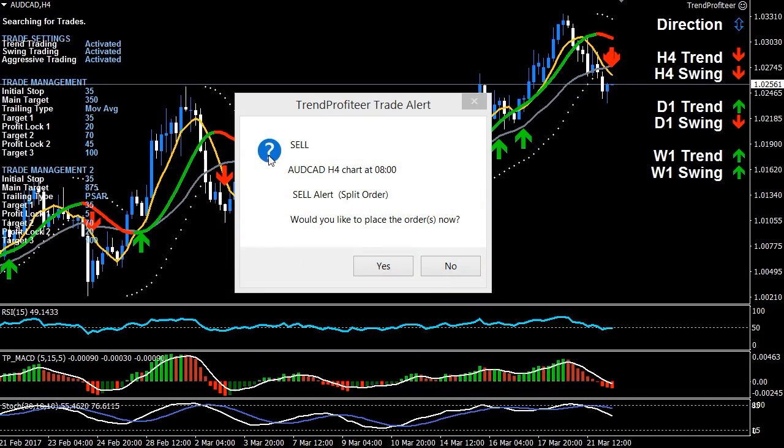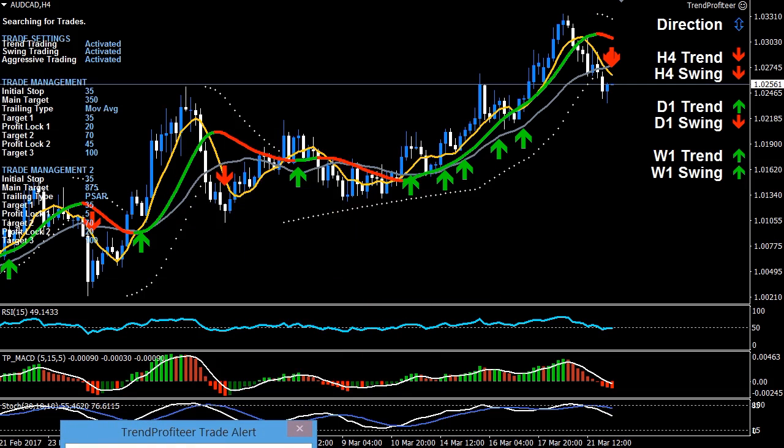Hey guys, I'm Michael Newrock and I'm just about to take a trade. I'm selling the AUDCAD. We're on the 4-hour time frame and just having a look at it. It's an aggressive trade or a bi-directional trade.